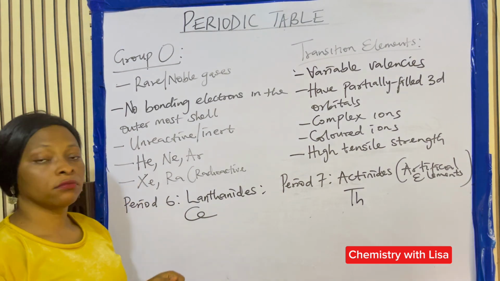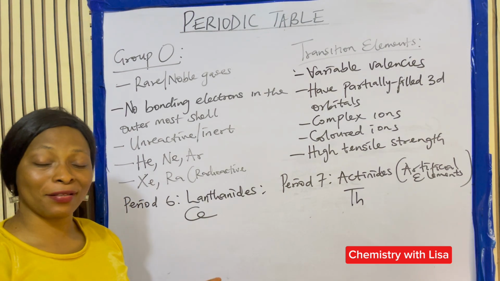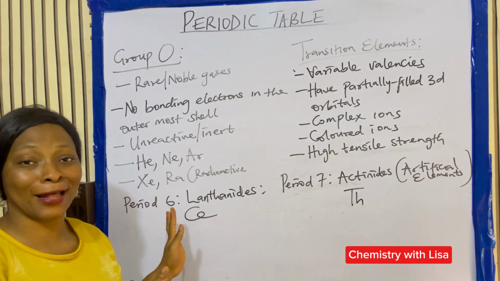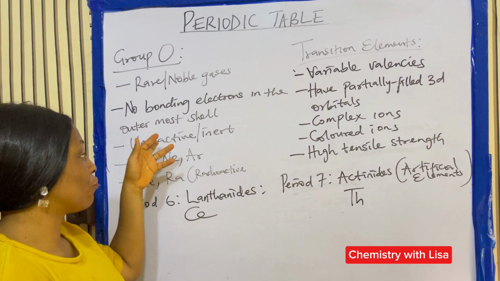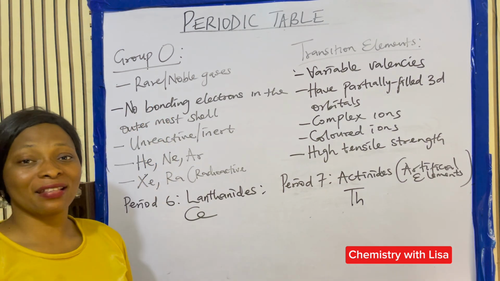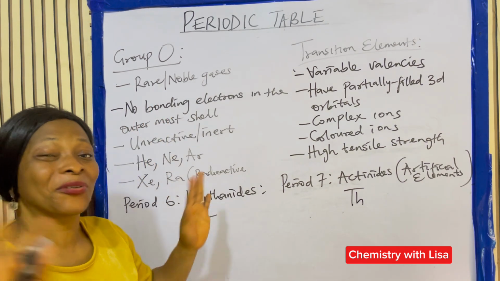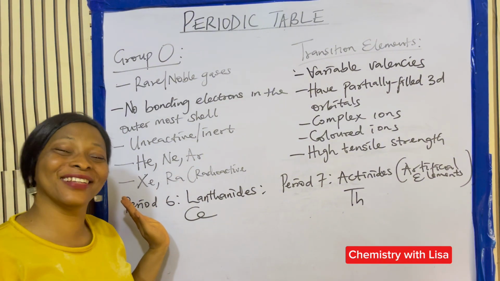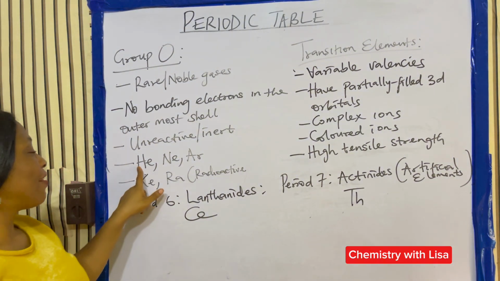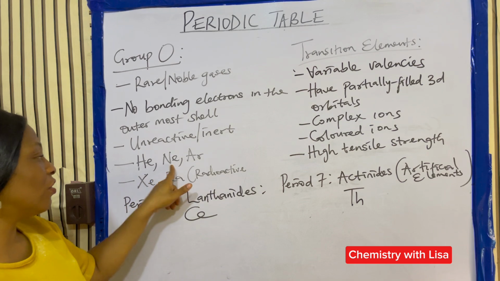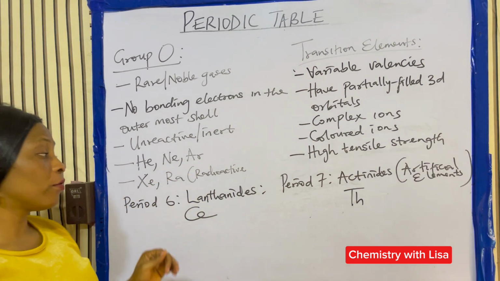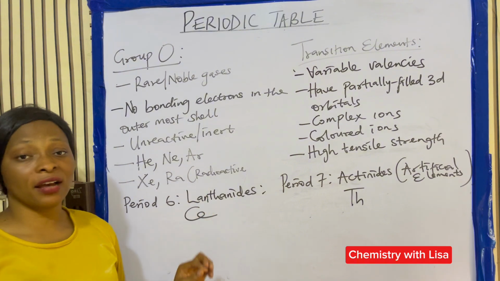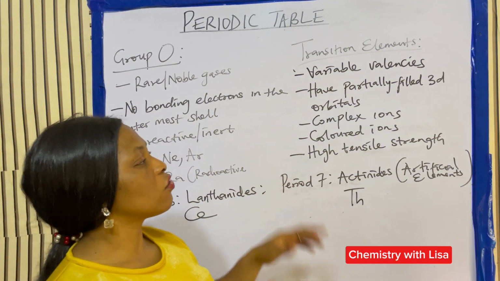Now, they are inert, just like some persons who don't socialize with other people. You say they are unreactive, they are inert. We have people like that in chemistry. So these noble gases, they are inert. They don't react. They don't talk with anybody in the periodic table. They're on their own. Then examples are helium, neon, argon. Other examples are xenon and radon. These two are radioactive.